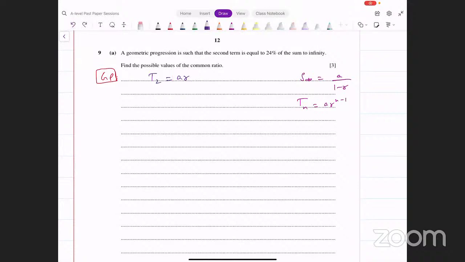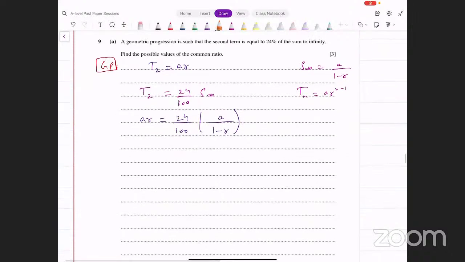ये आ गई। Sum to infinity हमें पता है A over 1 minus R. Equation क्या बन जाएगी? Second term is equal to 24% of the sum to infinity. Second term लेफ्ट पे लिख लें, write it like this. Second term is 24%, that means 24 over 100, or you can say 0.24 of the sum to infinity. ये उसने relationship बताया हुआ है. Just input values now. AR equals 24 over 100 into A over 1 minus R.